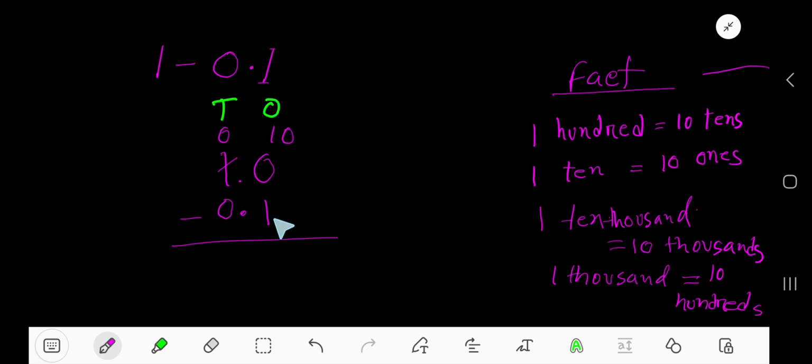Now take away 1 from 10 ones, so you will have 9 ones. Now bring down the decimal and write it. And 0 take away 0 is 0. That is, 0.9 is your answer.